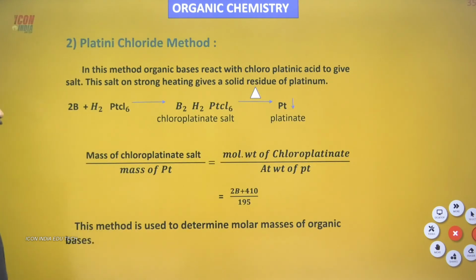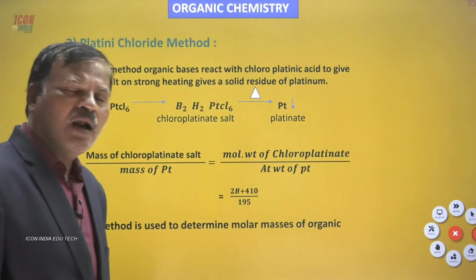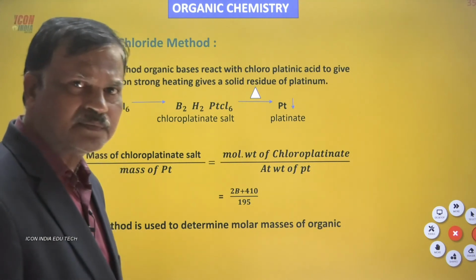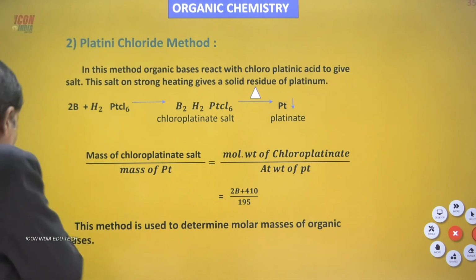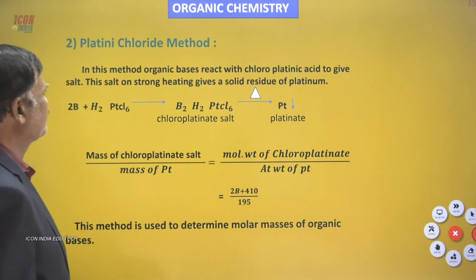So, that silver salt method is for determining of molecular weights of carboxylic acids.